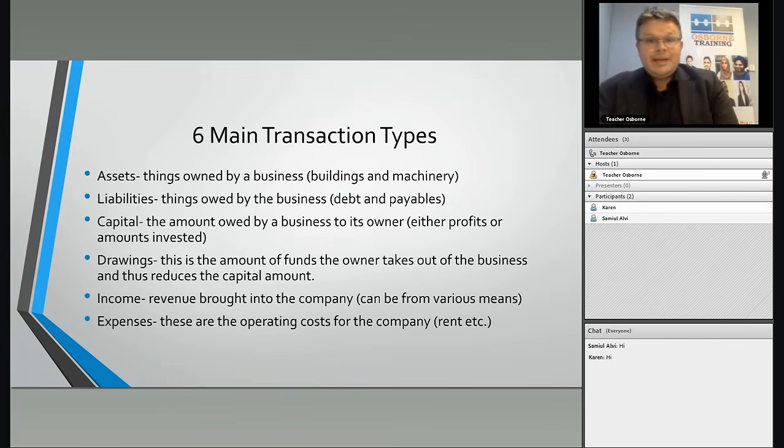So, in bookkeeping and accounting, we've got 6 major types of transactions that we tend to deal with on a day-to-day basis. The first type of transaction we have is an assets transaction. And assets are basically things that are owned by a business. So this could be buildings, machinery, cash, for example, is an asset. So if you have money, that's a good thing. Receivables. If someone owes you money, that's an asset, isn't it? Because you're going to be getting money in the future. So that's the first type of the 6 main transactions that we have.